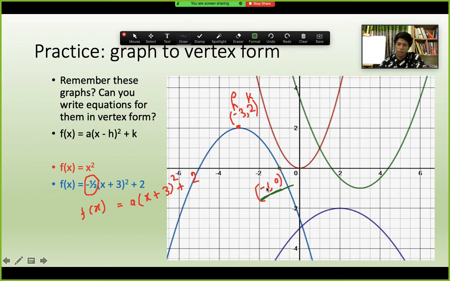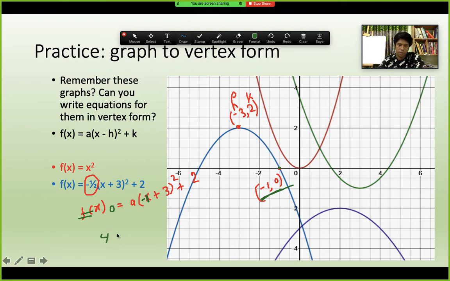So you write minus 1 instead of x, and instead of y, this side, you write 0. Then you do the calculation. Minus 1 plus 3 equals 2, and 2 whole square means 4, so it is 4a.